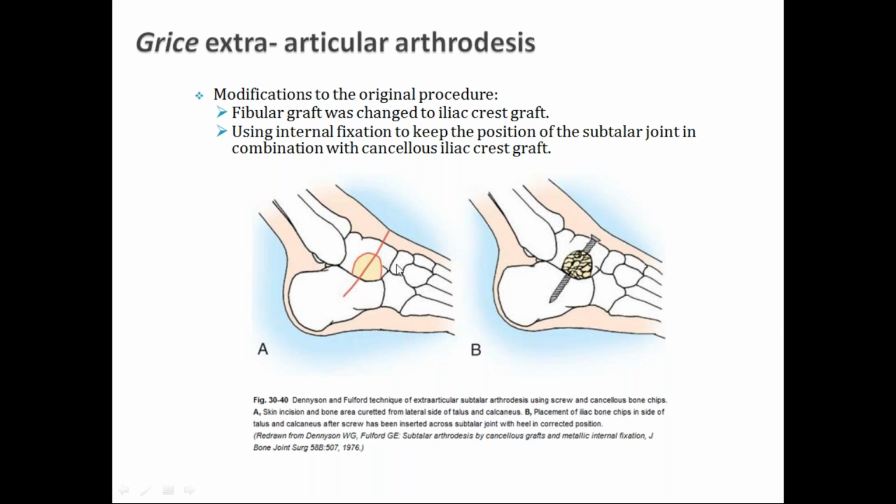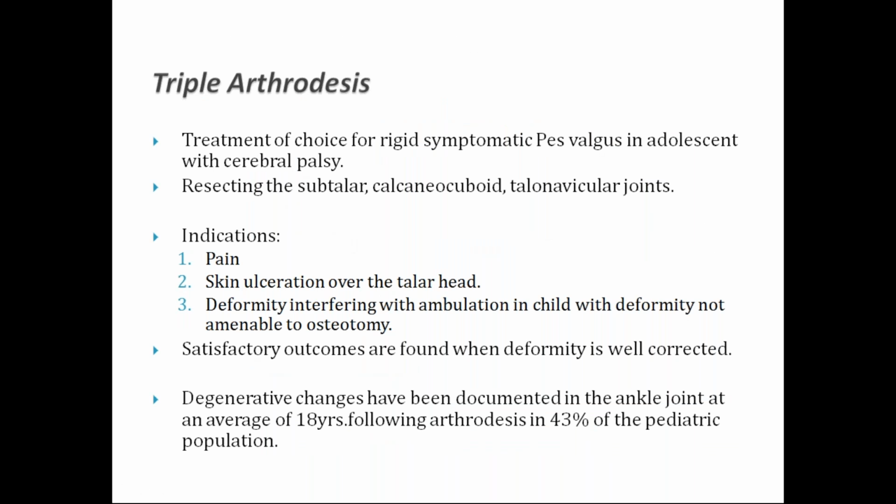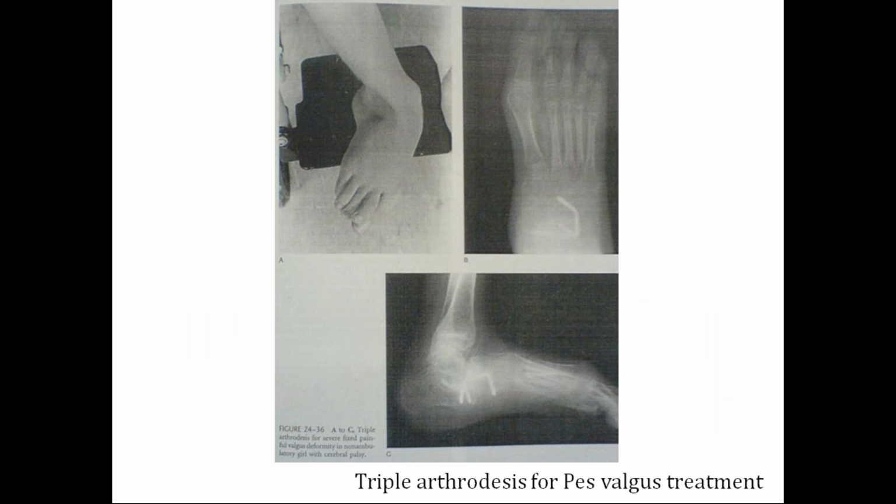Okay, so Grice, these are about arthrodesis: Grice extra-articular arthrodesis, and the normal triple arthrodesis we can do with screws. So, different methods, but this is at the end stage. If the patient's contractures are very aggressive, particularly in the foot, we can go for arthrodesis. If tendon transfers or tendon release were not working, then we go for arthrodesis like this.